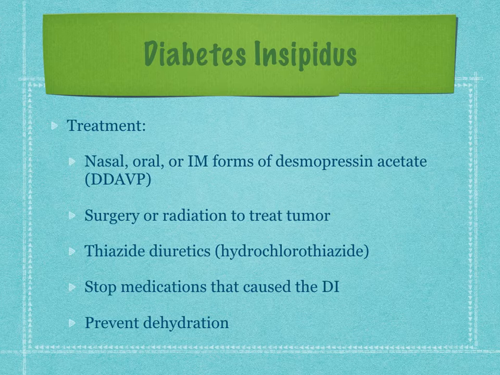The treatment for diabetes insipidus is nasal, oral, or injectable forms of desmopressin acetate, or DDAVP. So naturally, since this is something that they're going to have to take for a while, you must do teaching. They can do surgery or radiation if a tumor is causing it. And they found that thiazide diuretics, specifically hydrochlorothiazide, often work really well.